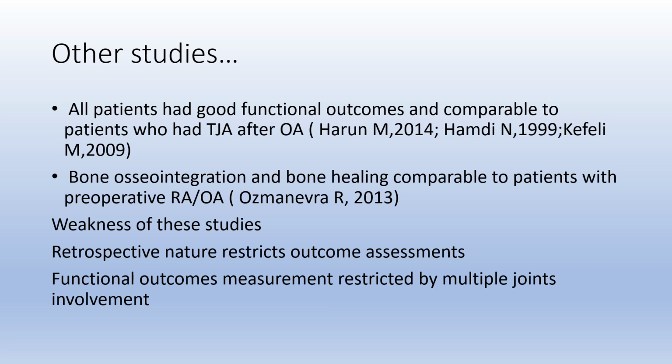The only weakness of all these above studies was based on the fact that they're all retrospective in nature, which could restrict the outcome assessments, as prospective studies would be the ideal way to assess these outcomes. The second weakness of these studies is based on the fact that there are multiple joints which might be involved in ochronosis, which could lead to a false recording of functional outcome measurements.